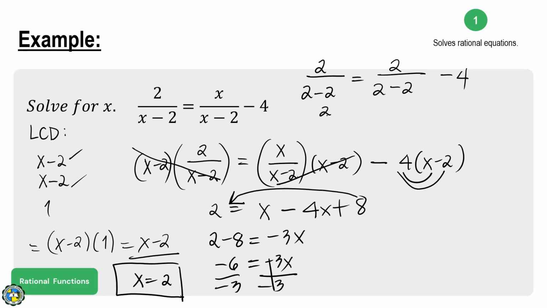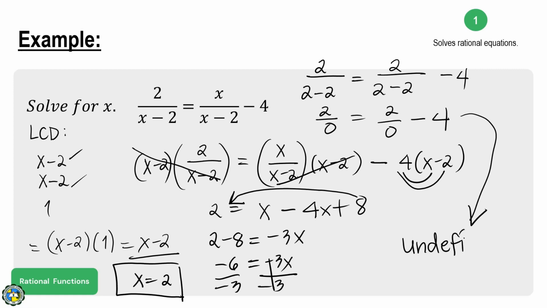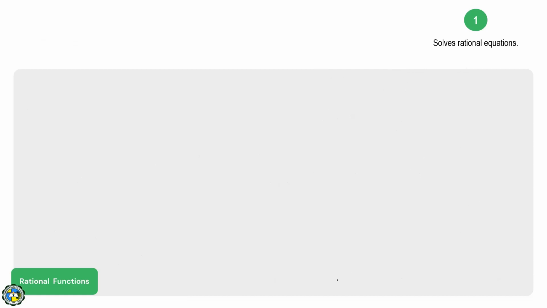So, 2 all over 0 equals 2 all over 0 minus 4. So, again, no, nakakam up na naman po tayo ng discontinuity wherein 0 yung ating denominator. So, therefore, this is undefined yung solution. We can call this as extraneous solution po. Okay? So, ayun po yung gagawin natin, no? Kapag po tayo ay nag-verify ng sagot at false yung solution na nakuha natin, extraneous solution po yung ilalagay. Okay? Okay, proceed po tayo.